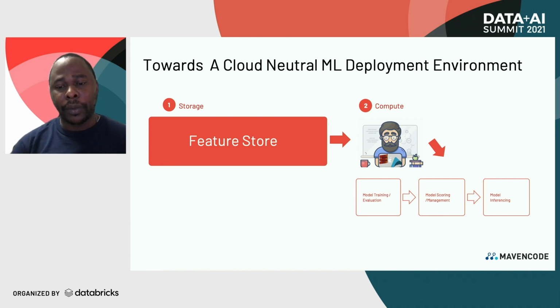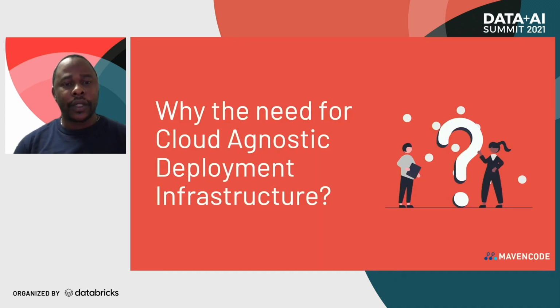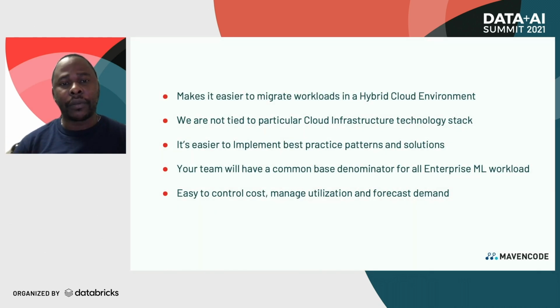And when they want to deploy, instead of worrying about all the underlying infrastructure on Google Cloud or Azure or AWS, can we deploy the workloads on Kubernetes? So the question is, why the need for cloud agnostic infrastructure? For us, it makes it easier to migrate our workloads.